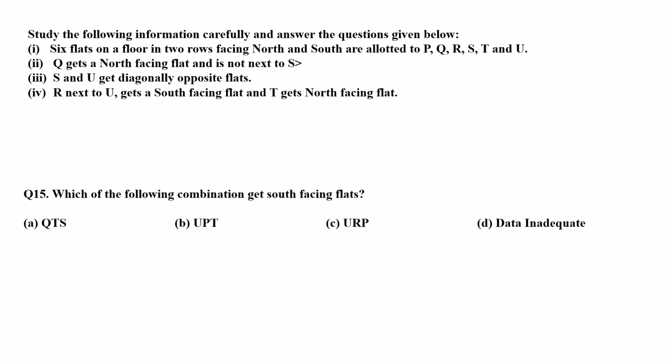Okay, so let's first put this arrangement. Six flats are there in two rows. South direction is downward, right? So these flats face south, downward, and these three flats face north, which is upward. Now Q gets a north facing flat, so here is Q, and it is not next to S. Here S means south, don't get confused.